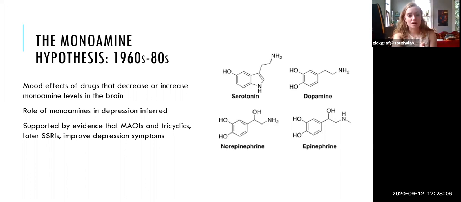Interestingly, these drugs, especially SSRIs, can also trigger manic episodes in people who are vulnerable. So we'll talk more about this next time, but that also led to the development of the theory that mania is also caused by irregularities and dysregulation in the monoamine system.